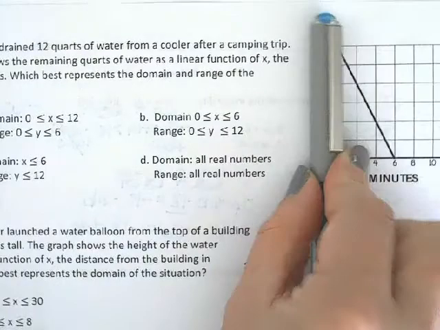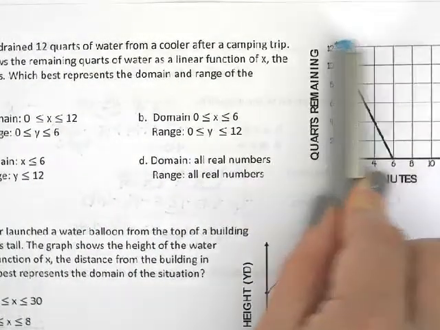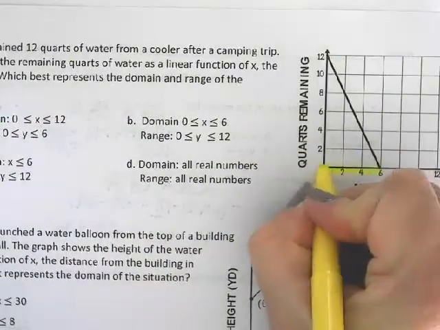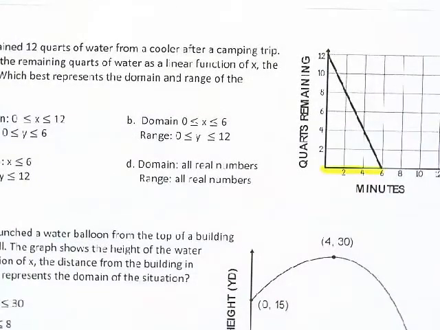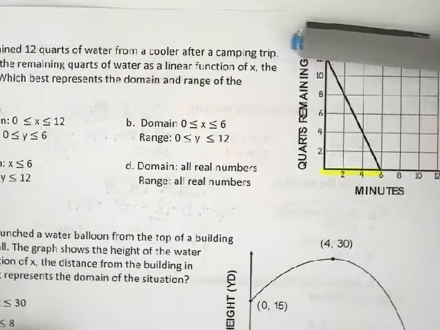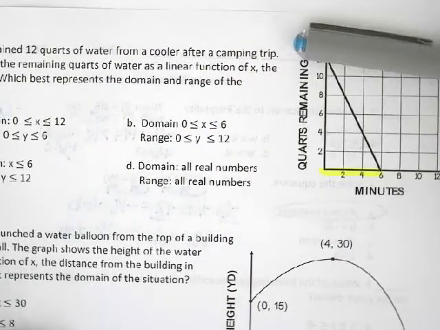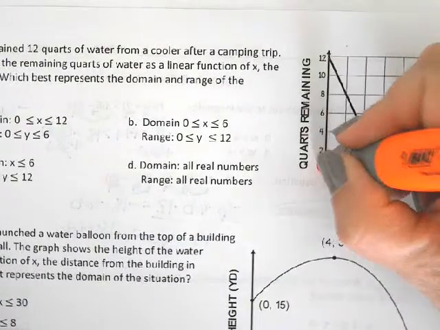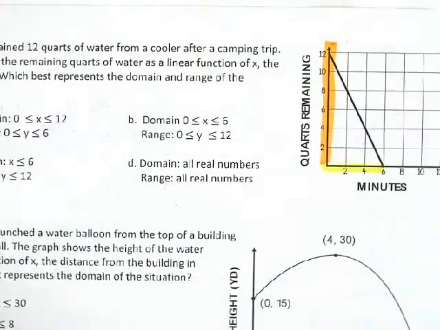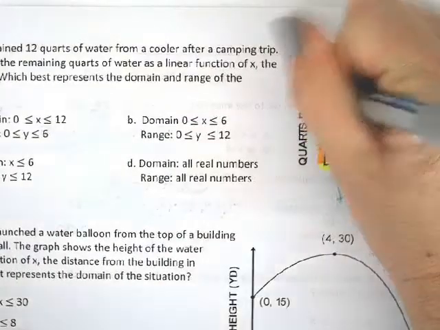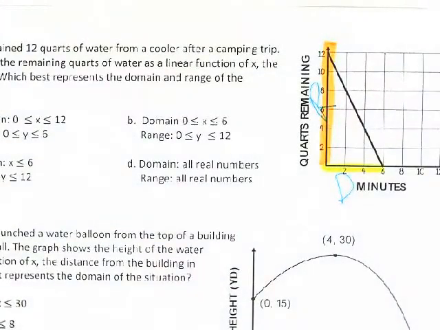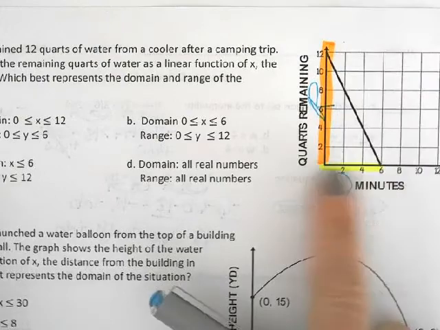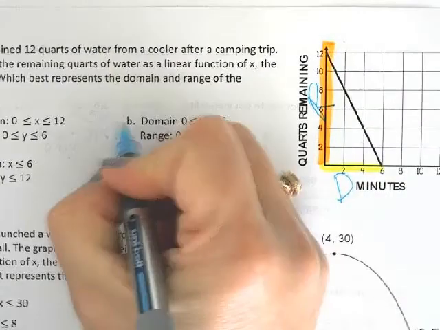Domain, I'm scanning from left to right. So my starting point is at 0 to 6. So it's every number between 0 and 6. My range, I'm scanning up and down. So my smallest number starts at 0 and goes all the way up to 12. So domain, range. So if I'm looking at my choices, my domain is from 0 to 6. My range is from 0 to 12. So my choice is B.